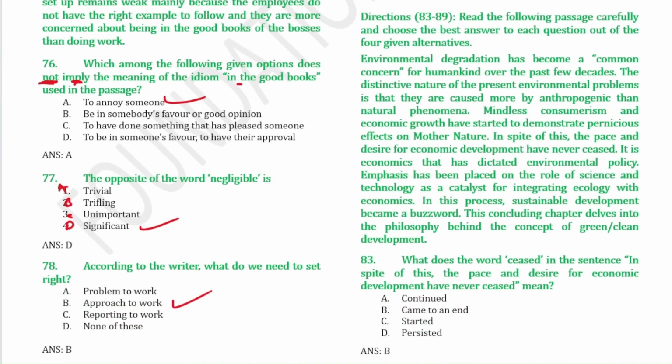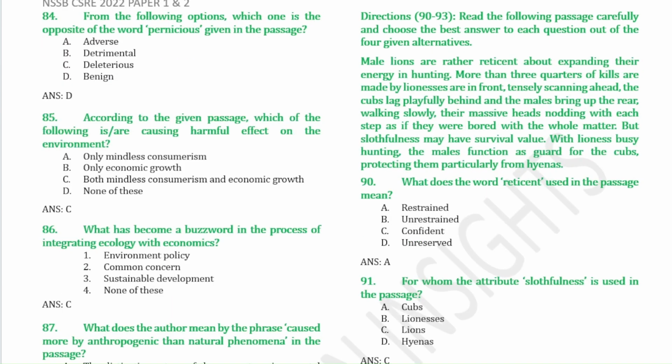Same, question number 83 to 89, you have to read the sentence and give the answer accordingly. According to question number 83, what does the word cease mean in the sentence? In spite of this, the pace and desire for economic development have never ceased. Ceased means it came to an end, so option number B. 84, from the following options, which one is the opposite word of pernicious? We have to find the opposite. Pernicious means something which is detrimental, so the opposite will be benign.